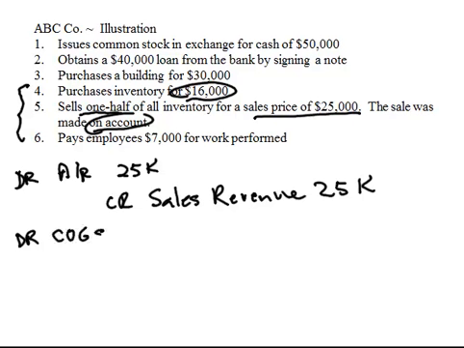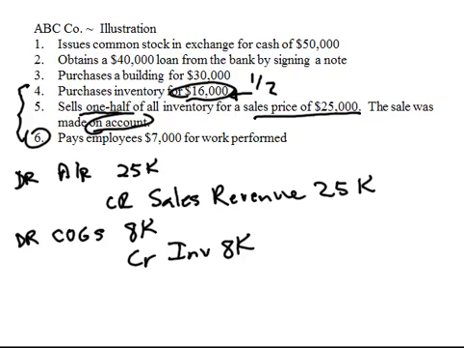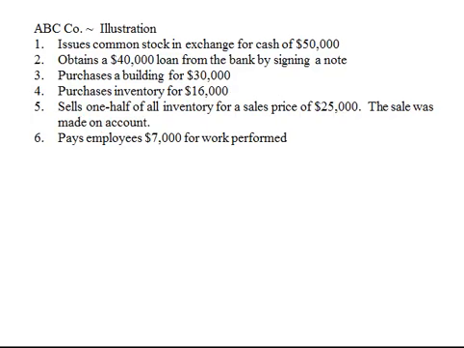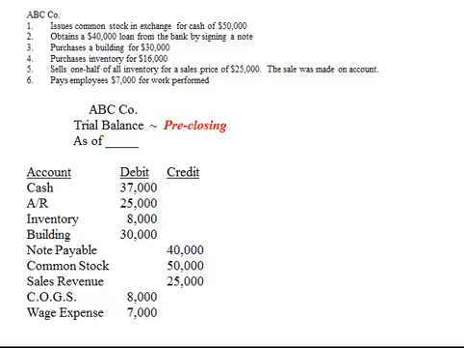Correspondingly, we recorded the expense of the sale, which was 1/2 of the $16,000 we had paid for the inventory, and we reduced our inventory asset account. Transaction 6, we recorded wage expense and the cash outflow to pay the wages. Adding these transactions to the prior 3, recall, gives us this pre-closing trial balance.